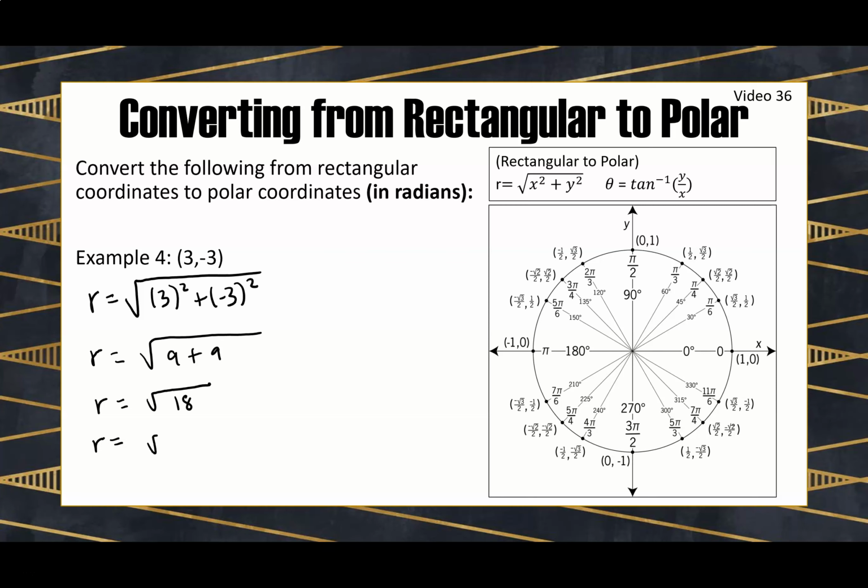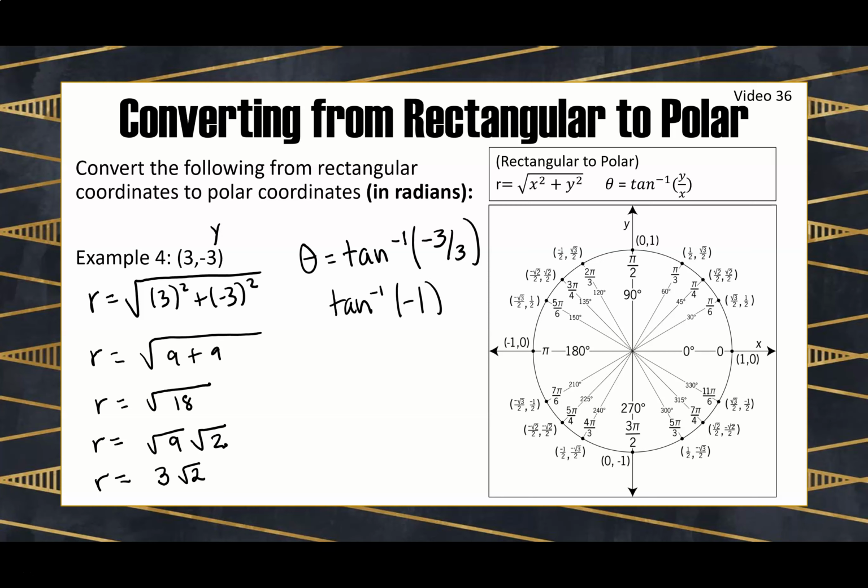R is equal to, let's break this into two different radicals. I'm going to say root 9 times root 2, because 9 times 2 is 18. But of course, we can reduce square root of 9 to 3, and then we'll have root 2. Well, I said 2 and I wrote 3. So there's our radius. And now we need to find our theta. So theta equals tan inverse of y over x. So that's going to be my y is -3 over 3. So tan inverse of -1 theta.